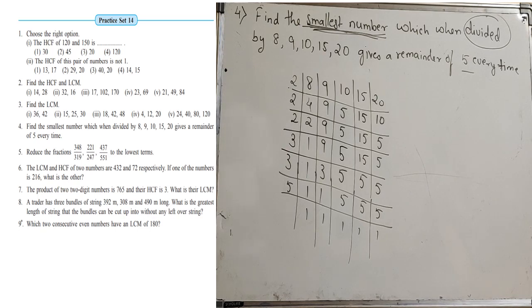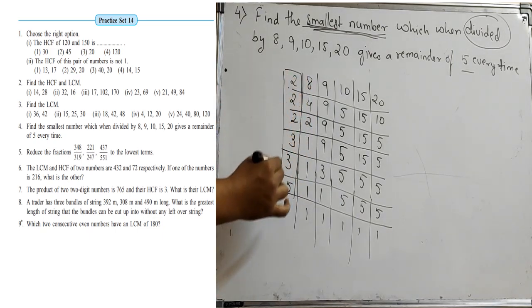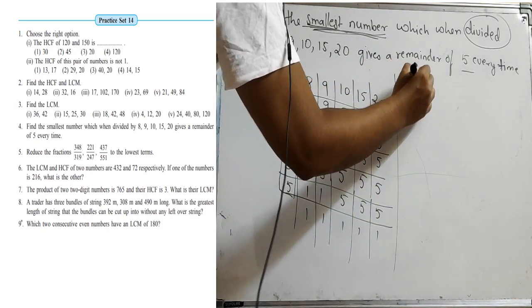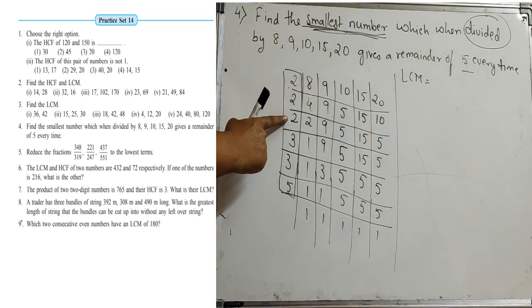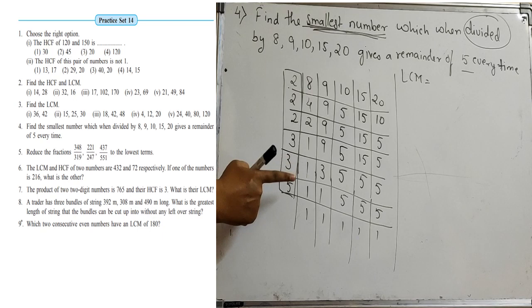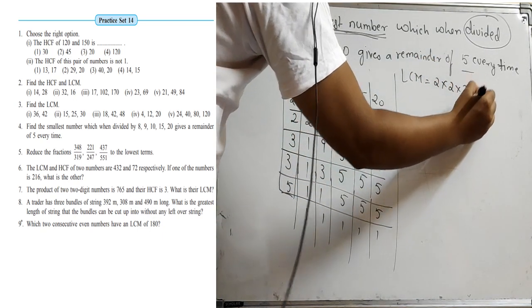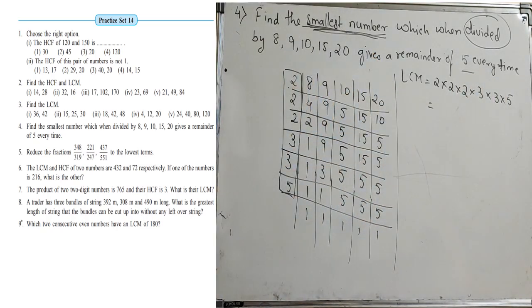Now what is the LCM? The LCM is the multiplication of all of these. So what is the LCM? LCM is equal to 2 multiplied by 2 multiplied by 2 multiplied by 3 multiplied by 3 multiplied by 5. So 2 into 2 into 2 into 3 into 3 into 5. Okay, so let us multiply.